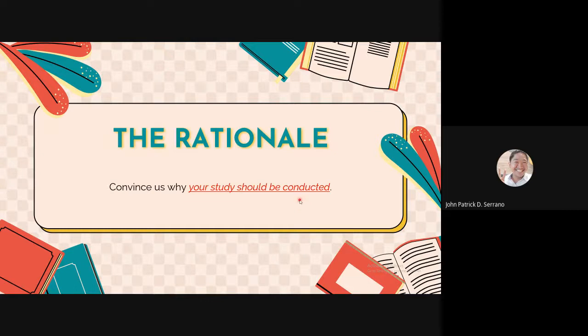First thing is, you need to discuss your problem. Ano ba yung problema na nakita po ninyo sa inyong classroom setting or sa inyong eskwelahan pertaining to your students? Ano ba yung problema na yun? You have to discuss that problem. And you need to convince the readers na yung problema na yun really exists in your field, in your locality, in your school, particularly in your classroom setting.